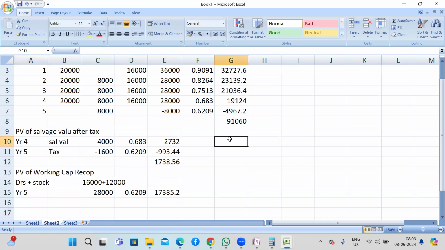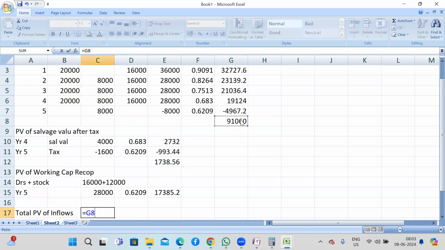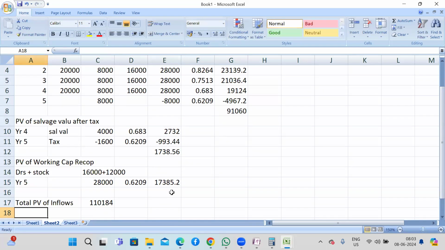So now I'm going to calculate all the outflows and all inflows, right? First, the total present value of inflows. So all the inflows, that is 9160 plus 1738 plus 17385. So this is my present value of inflows.